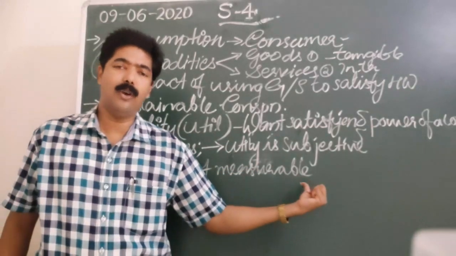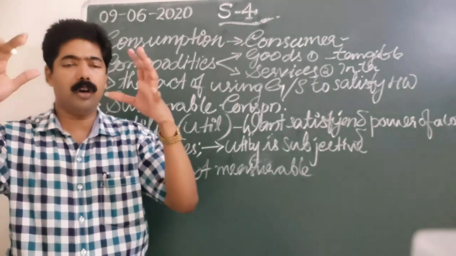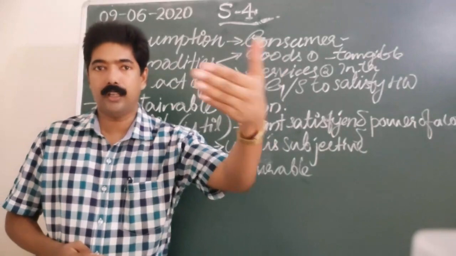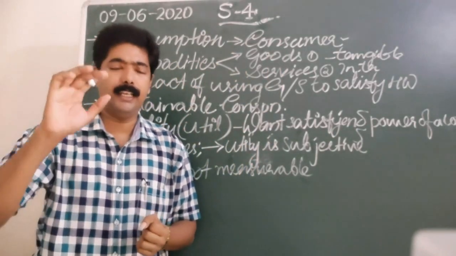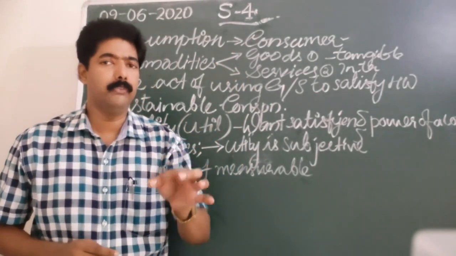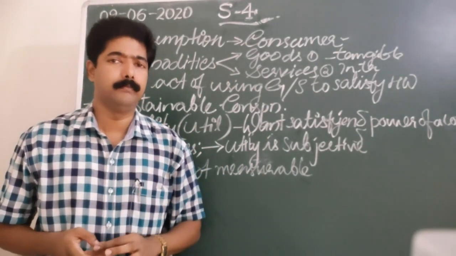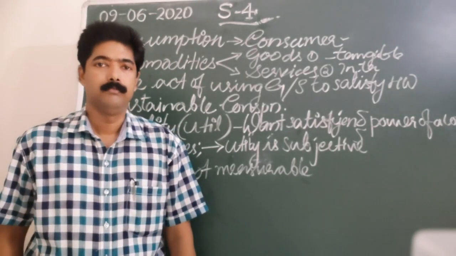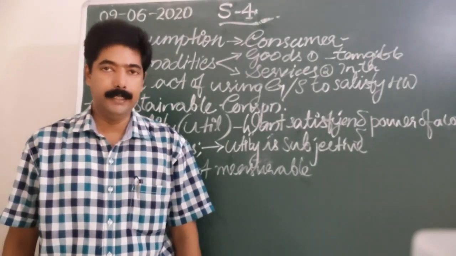But according to Alfred Marshall, the amount of money that an individual spends on acquiring a particular item can be taken as the measurement of utility. Marshall said that sometimes, there can be a question. What question arises here? How will you calculate the utility?